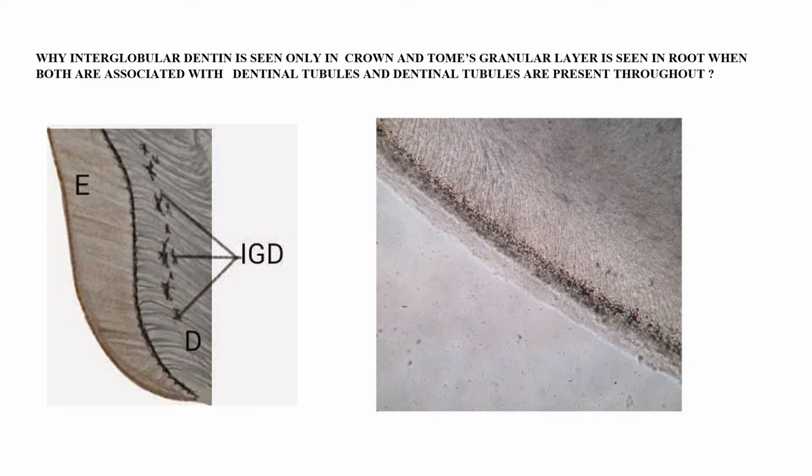Next question. There are two features of dentine. First is interglobular dentine and the next is Tomes granular layer. Both are structures present in the dentine. Then why is interglobular dentine present only in the crown area, and Tomes granular layer present only in the root area, when dentinal tubules are present throughout, right from the tip of the crown to the tip of the root?